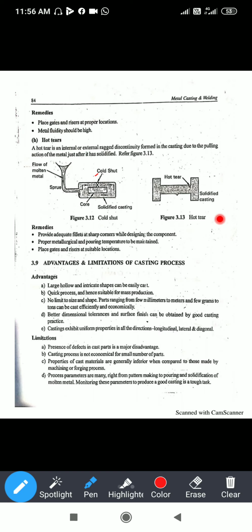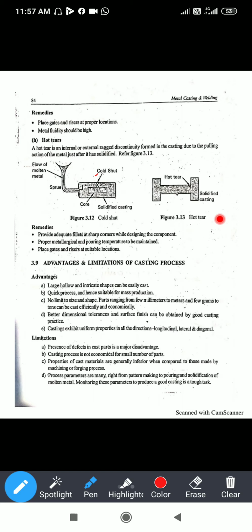Better dimensional tolerance and surface finish can be obtained by good casting. Castings exhibit uniform properties, like directional, longitudinal, lateral and diagonal. Uniform properties, whether longitudinal in a straight line, in a vertical line or in an incline, that is a diagonal. Now what are the limitations of the casting process?